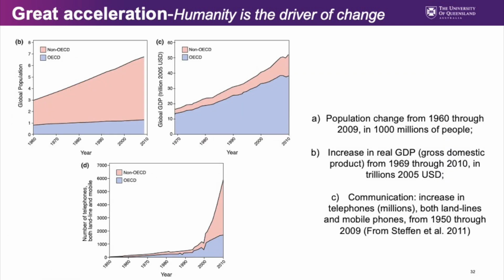This is another example to look at the Great Acceleration, to see humanity as the driver of change. This is the population change from 1960 through 2009, in 1,000 millions of people, okay? So we have the wealthy and developing countries in red, and in blue, the wealthy ones. And we can see how the changes have occurred depending on the economic growth.